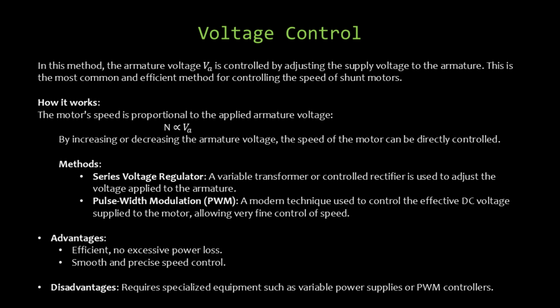Voltage control is the most efficient method for managing shunt motor speeds. By directly adjusting the armature voltage, motor speed can be precisely controlled. Techniques like series voltage regulators and pulse width modulation enable smooth and accurate speed management. This method offers significant advantages. It's efficient, causes minimal power loss, and provides very fine speed control. However, it typically requires specialized equipment like variable power supplies or PWM controllers.